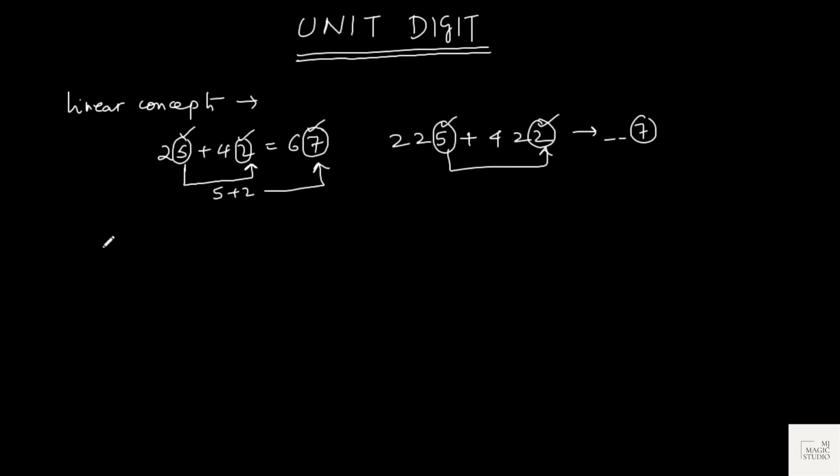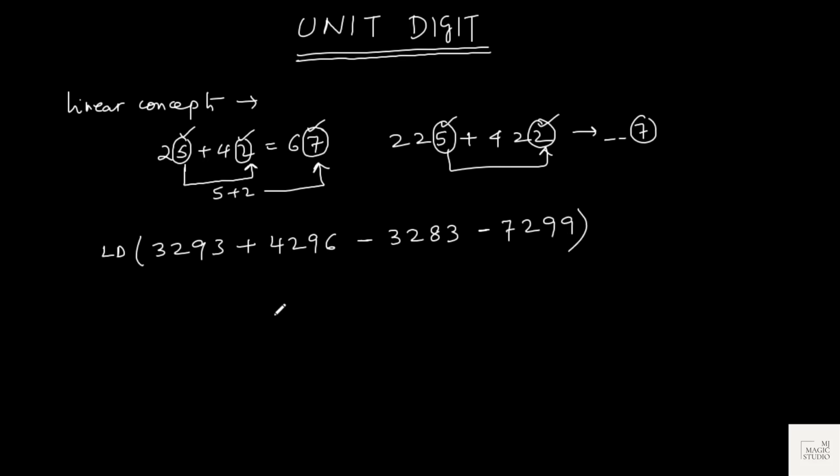Now if I ask you, find the last digit of 3293 plus 4296 minus 3283 minus 7299. Give it a try and tell me what should be the last digit of this expression without actually solving the entire expression. Now if we just look at the last digits, we will find that we have got 3, 6, 3 and 9. So the last digit of the entire expression should be 3 plus 6 minus 3 minus 9. That will give us minus 3.